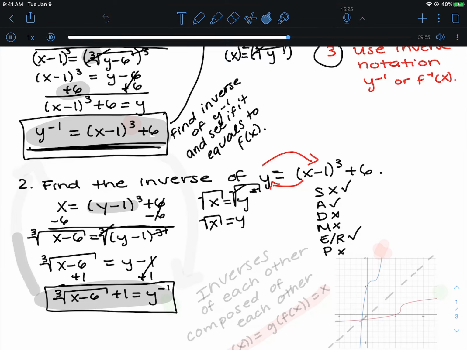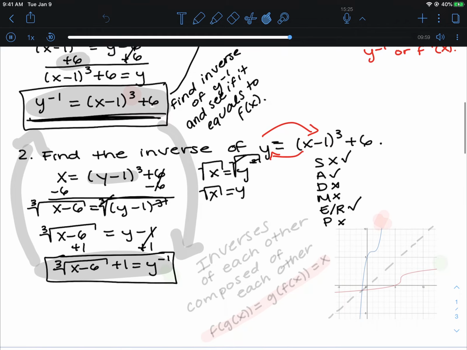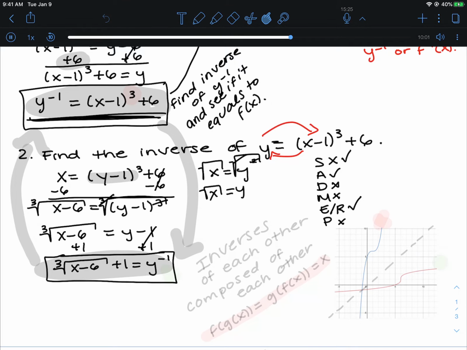So it goes vice versa. It goes one way and it goes the other way. So therefore, these are inverses of each other. So the overall conclusion is that they are inverses of each other, okay?